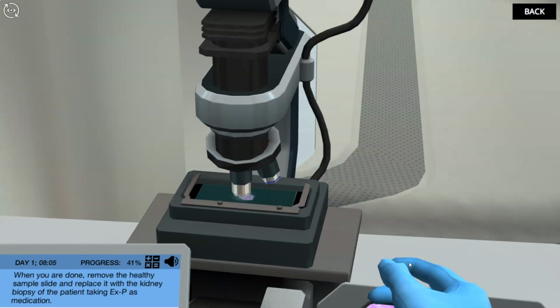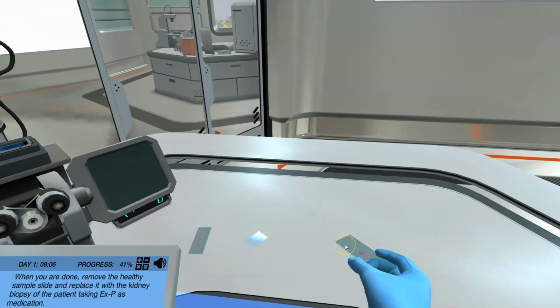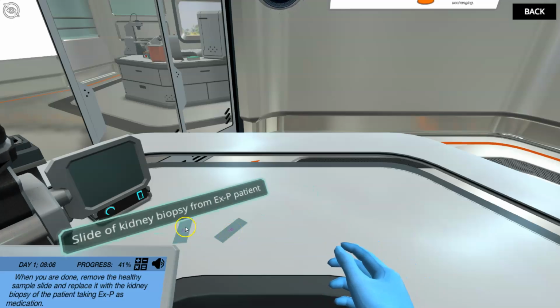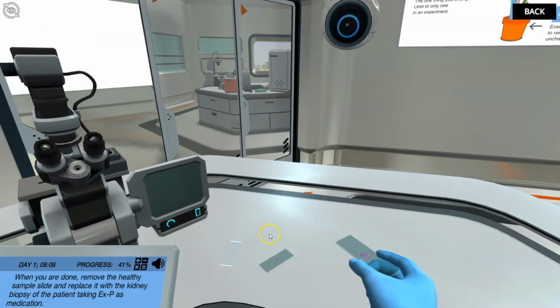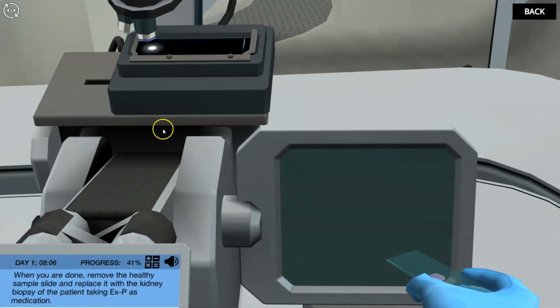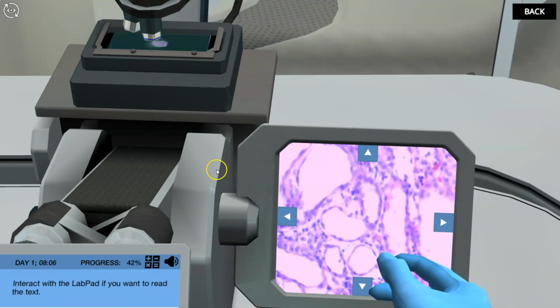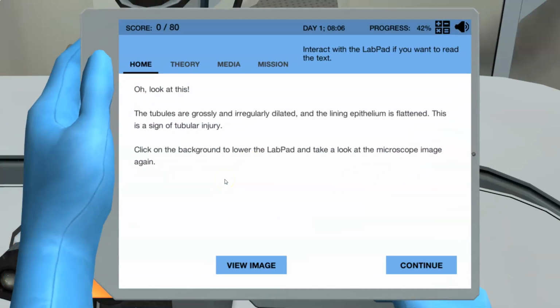When you are done, remove the healthy sample slide and replace it with the kidney biopsy of the patient taking XP as medication. Oh, look at this. The tubules are grossly and irregularly dilated, and the lining epithelium is flattened. This is a sign of tubular injury.